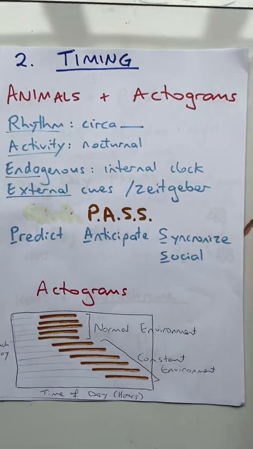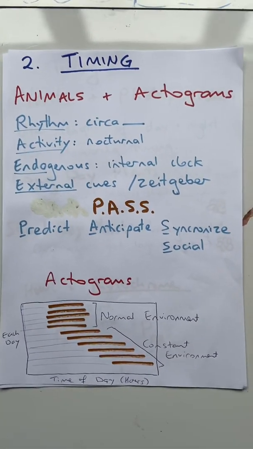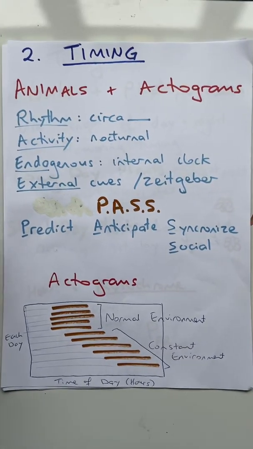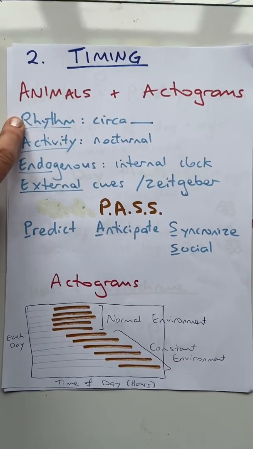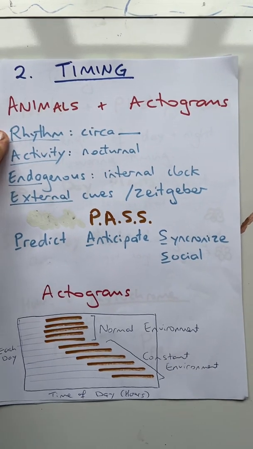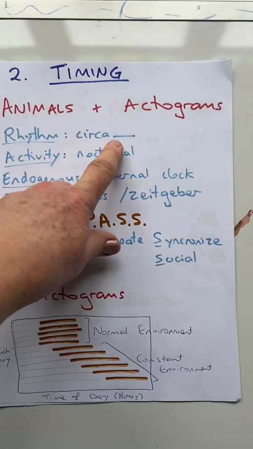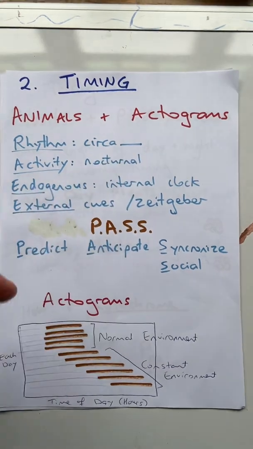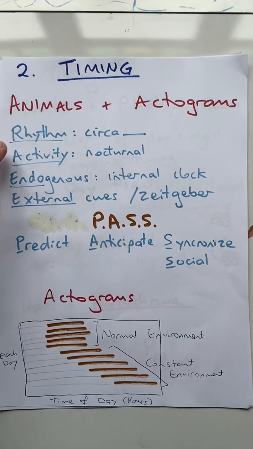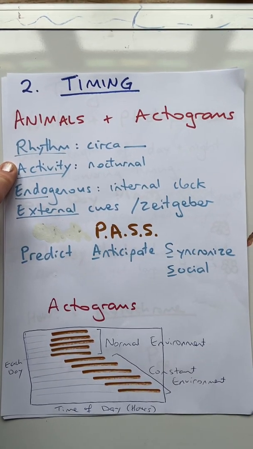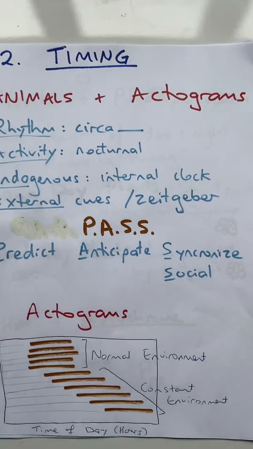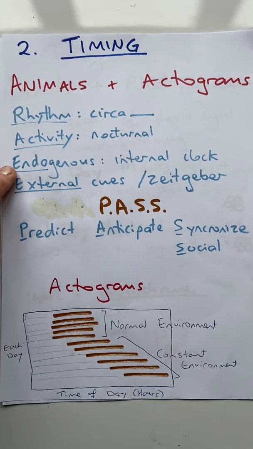Timing. So, first of all, timing in animals, so that's actograms and things that go along with that. So there's different words you need to know for this. You need to know about what the rhythm of the animal is, and the rhythm is how often it's doing the activity. And so they always start with circa. It might be circa annual, which is every year, circatidal, which is about every tide, circadian, which is about every day. Then the type of activity, you want to say whether they're active at nighttime or daytime, or they might be crepuscular, active in the morning and the evening. Then this is where you'll talk about endogenous rhythm.